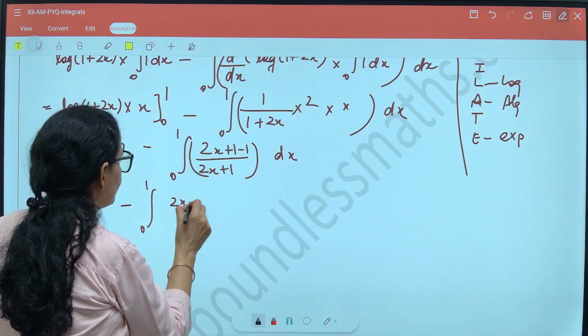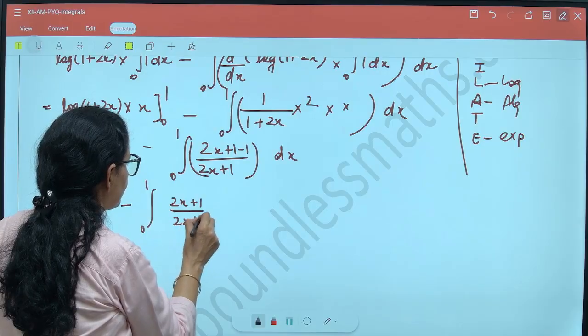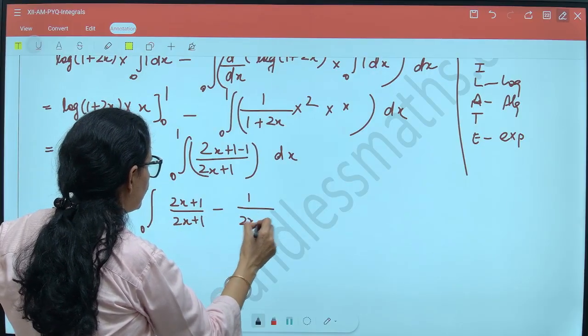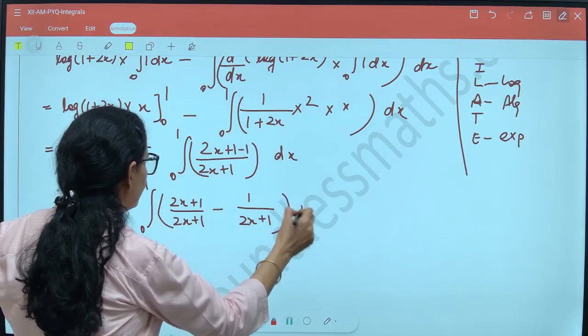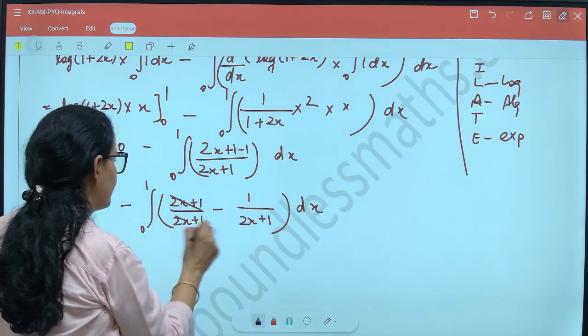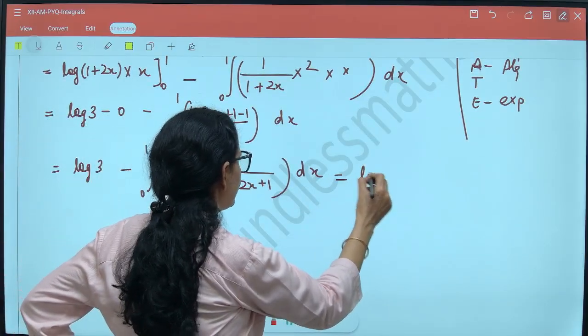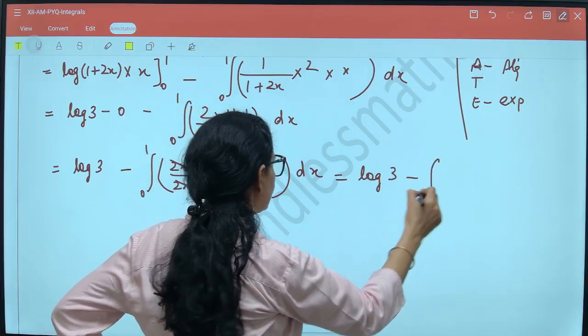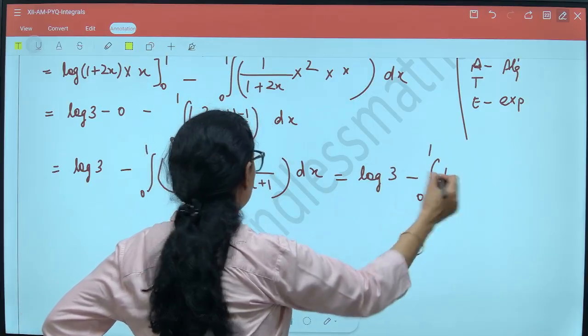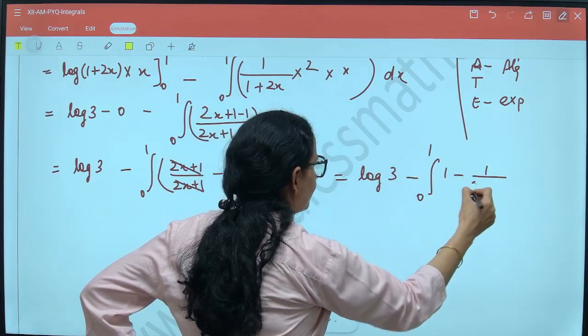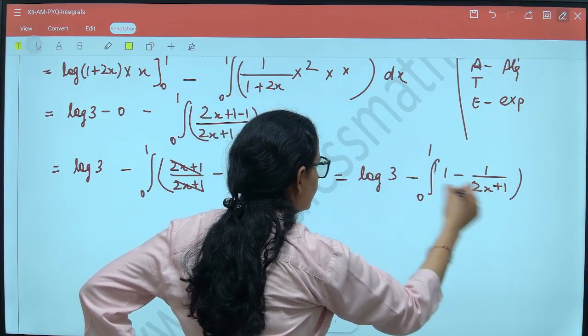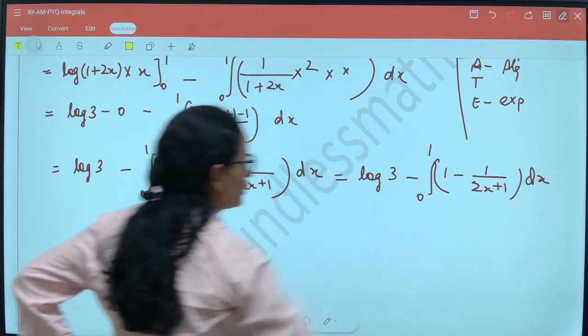So it becomes 2x plus 1 upon 2x plus 1 minus 1 upon 2x plus 1, and then you have this dx. 2x plus 1 gets cancelled, so that means this becomes, outside you have log 3 minus integral from 0 to 1, you have 1, and then minus 1 upon 2x plus 1, and this is dx. So this is what you need to integrate now.